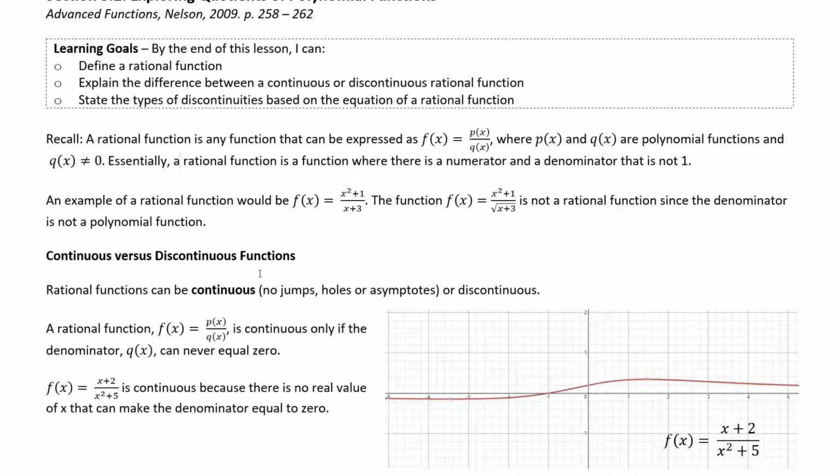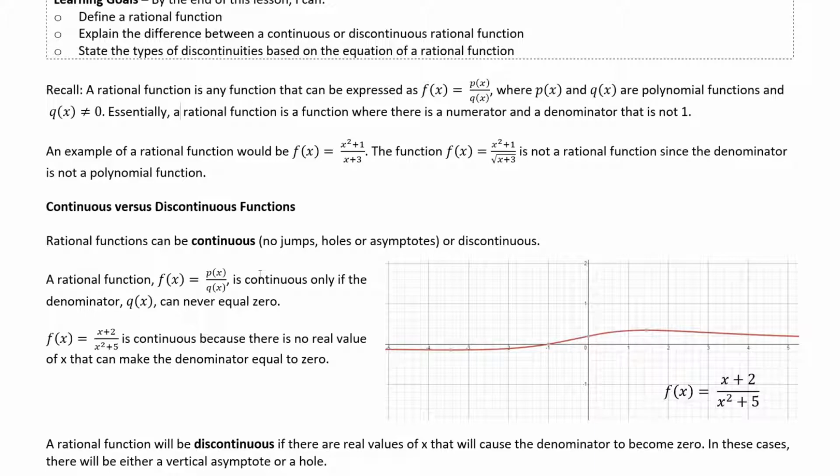An example of a rational function would be f of x is equal to x squared plus 1 over x plus 3. That's a rational function because we have a polynomial on the top and a polynomial on the bottom. Right? We don't have a numerator and denominator that are both equal to 1, and the denominator will have a restriction, so that's not equal to 0.